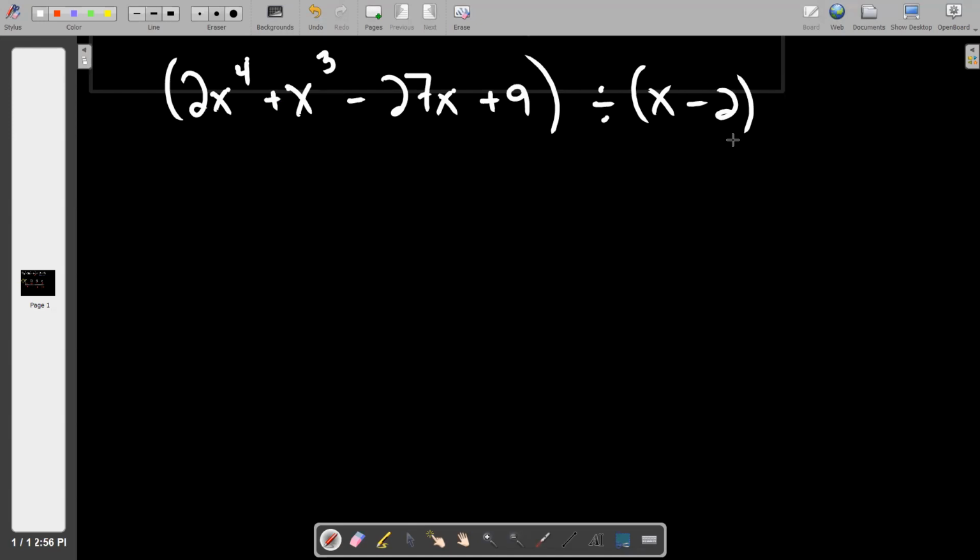Get used to the vocab. Dividend is the first one. Divisor is the second one. Answer is quotient. Okay. All right, let's get to it.